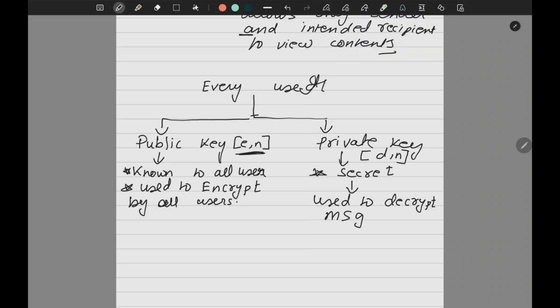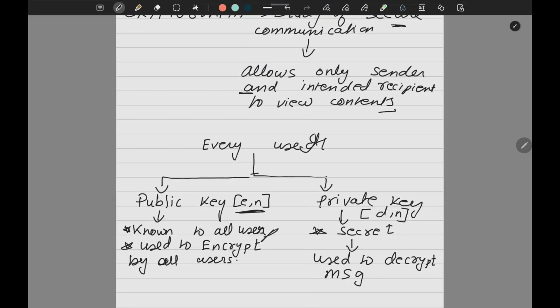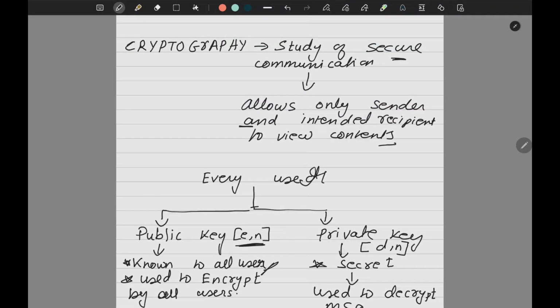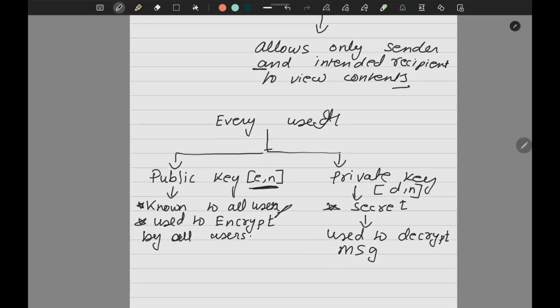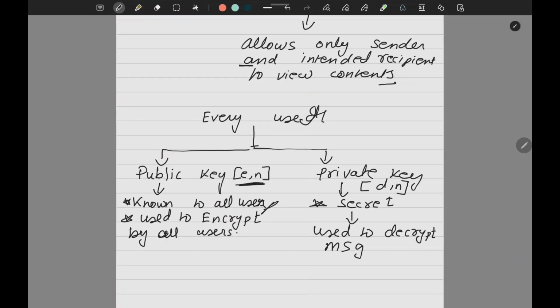Now this public key is known to all the users and it is used by all the users to encrypt. The private key is secret and it is used to decrypt the message. So this is the first concept. What is cryptography? It is the study of secure communication, which gives information only to the sender and the intended recipient. I have the terms public key and private key, and in numericals I will be finding this public key and private key. So this is the first thing.